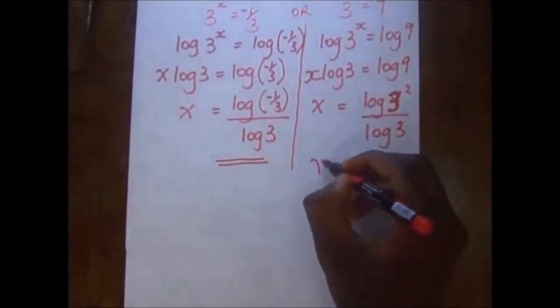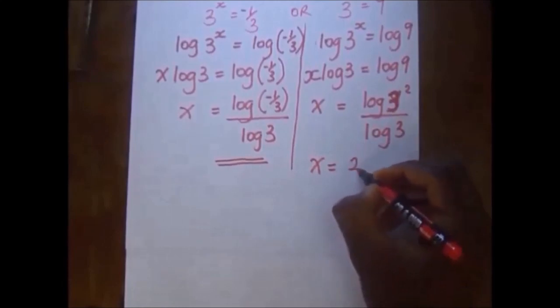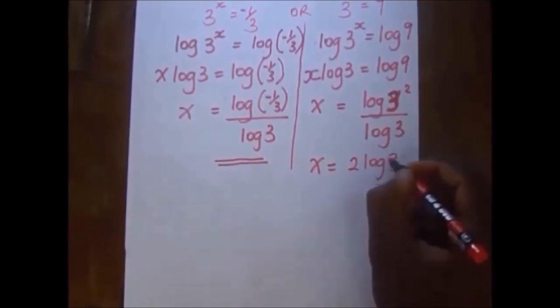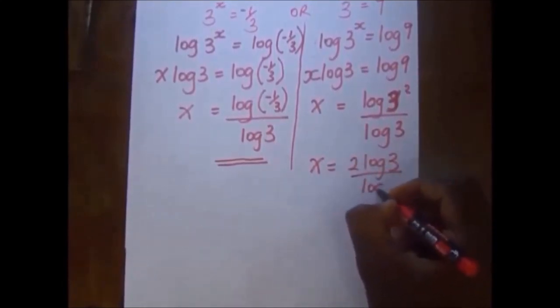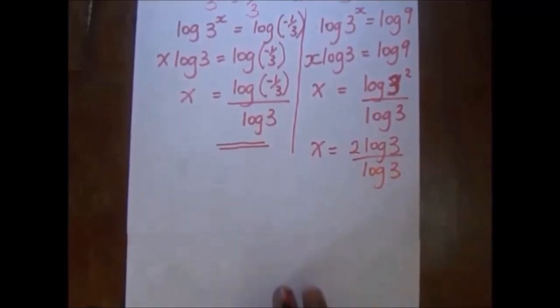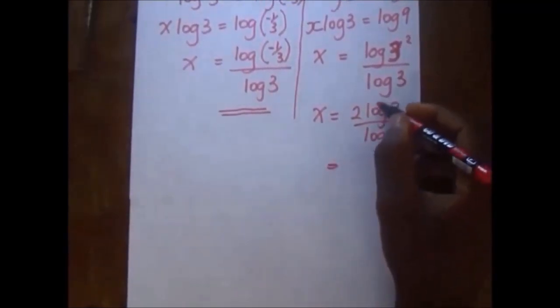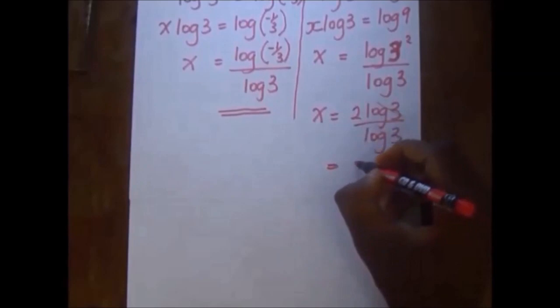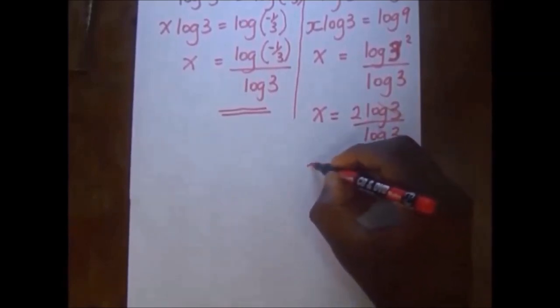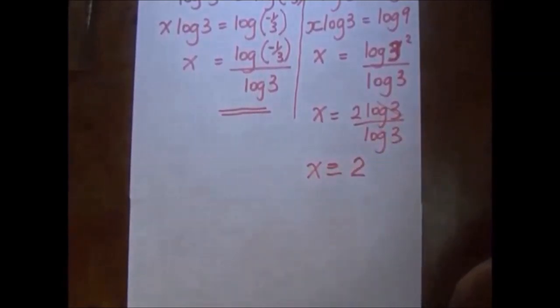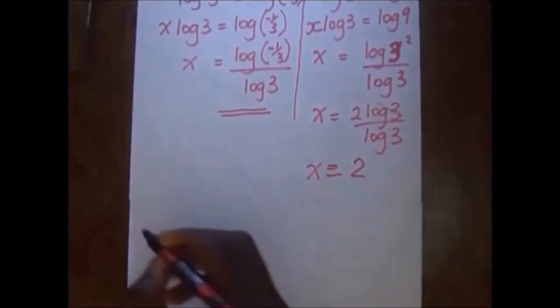So our value of x here is going to become 2 log 3, divide that by the log of 3. So we shall end up with the log of 3 cancelling out with that one. We end up with our value of x as 2. That is part B of that question. So let us answer the final question, part C of the question.